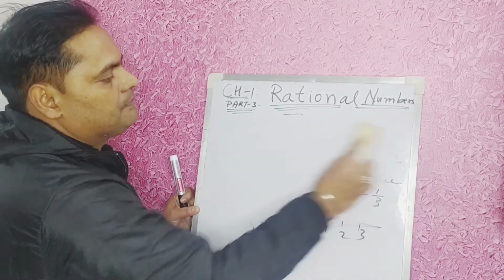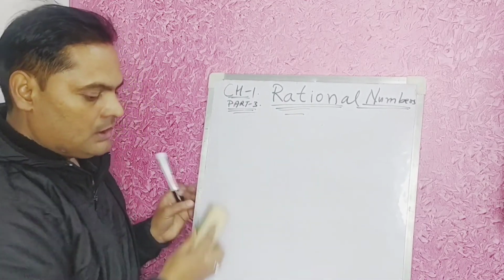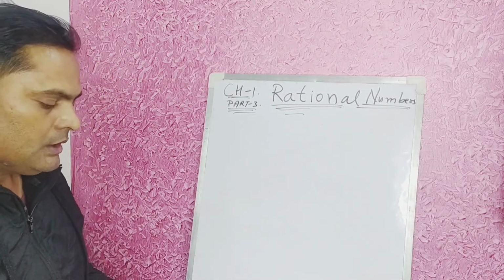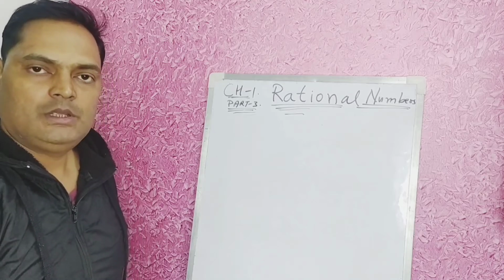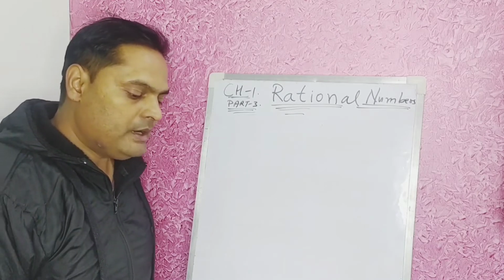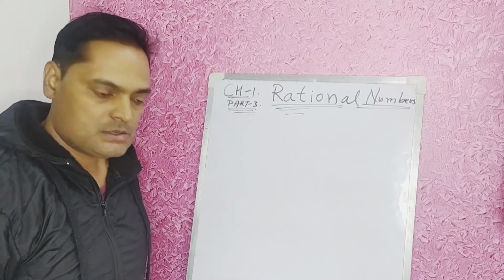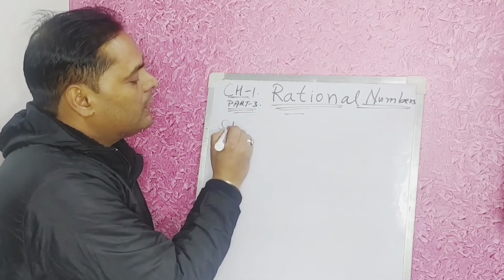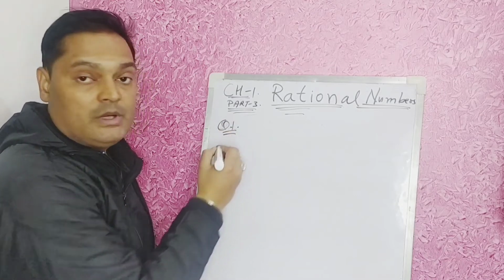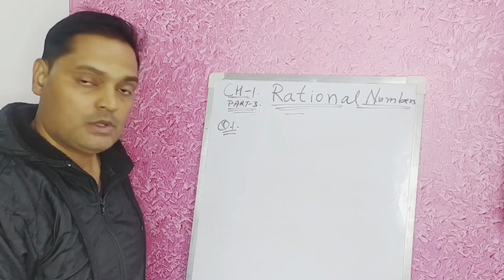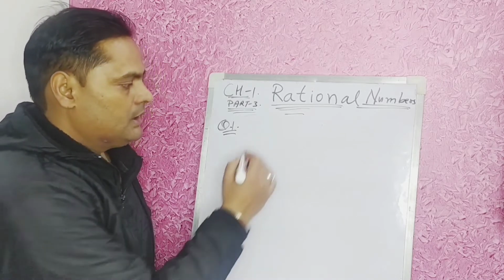Okay, so this one is completed now. I have only one topic left, which is very important from the point of view of the exam as well: how many rational numbers are in between two rational numbers. This is very important. Questions of this type will definitely come in the exam.